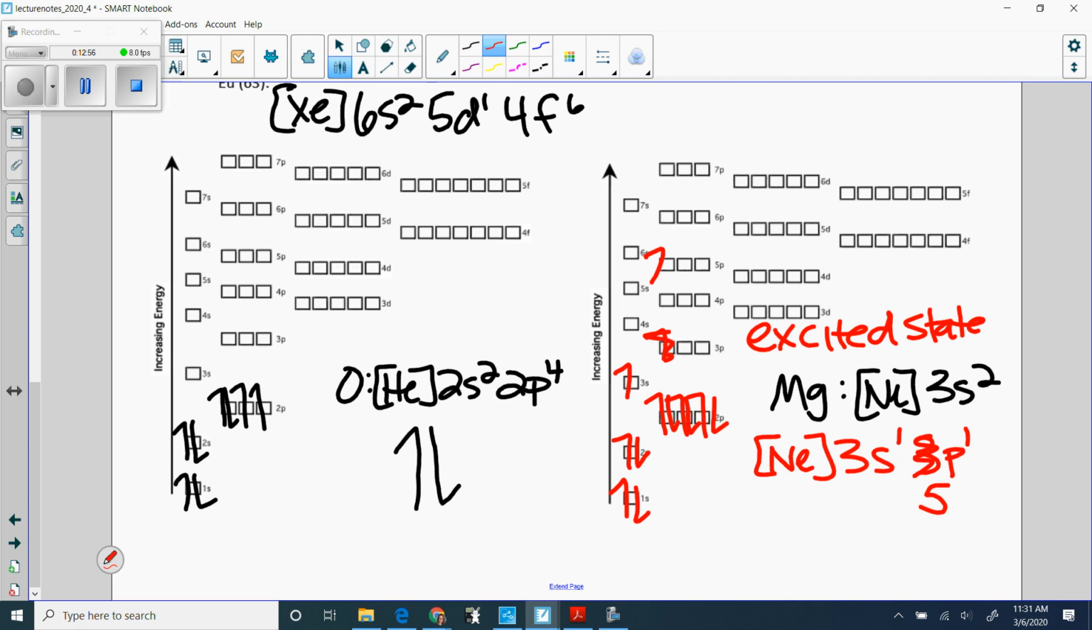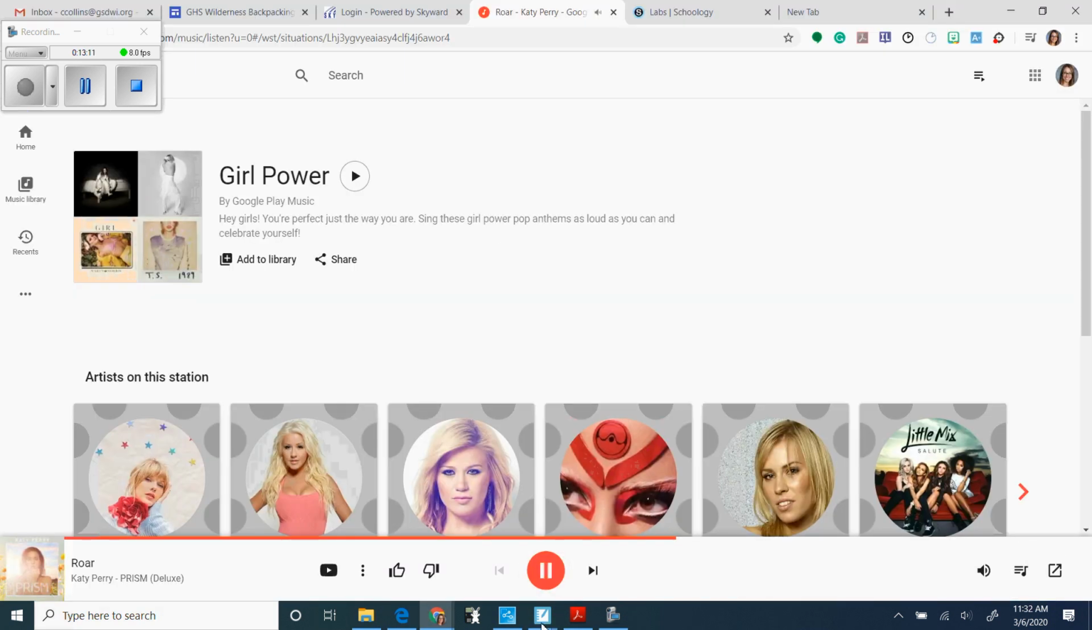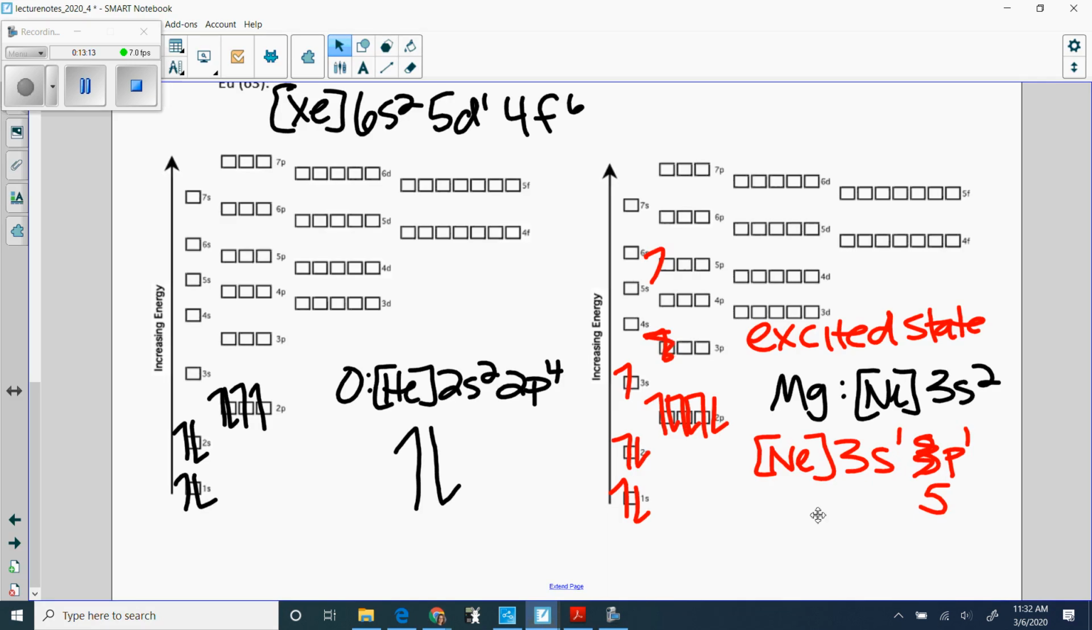Okay, so things you have to recognize: what element it is, and also that it is an excited state because it's not going to pattern. When the music starts, can you please tell somebody why that is still magnesium and why it is an excited state? Ready? Go.